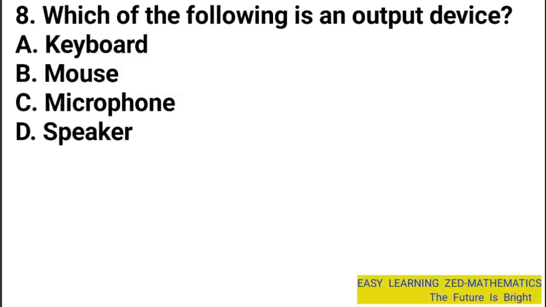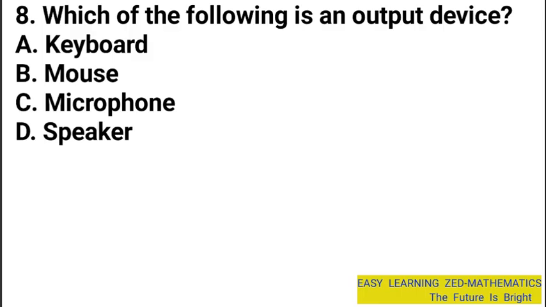Question 8 was, which of the following is an output device? A, keyboard, B, mouse, C, microphone. When you look at the keyboard, this keyboard is an input device. It puts information in the computer.